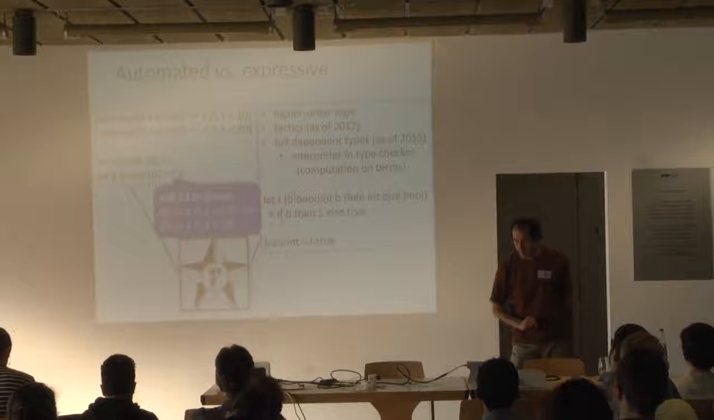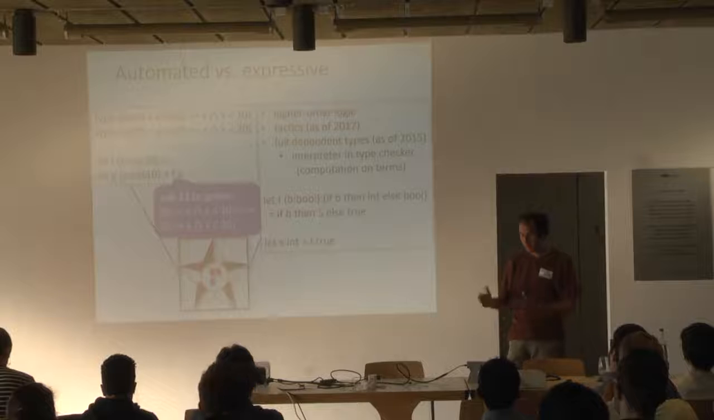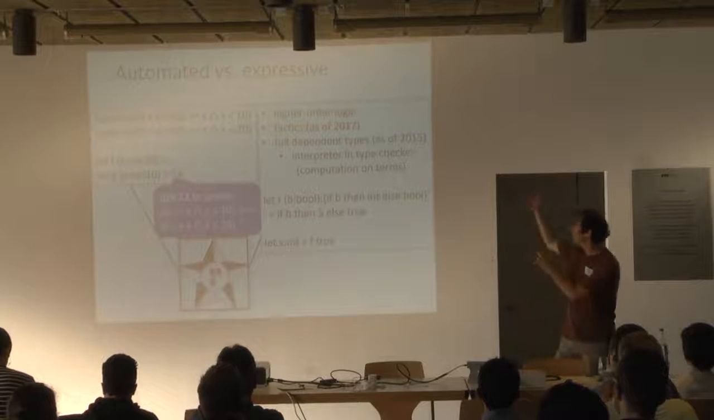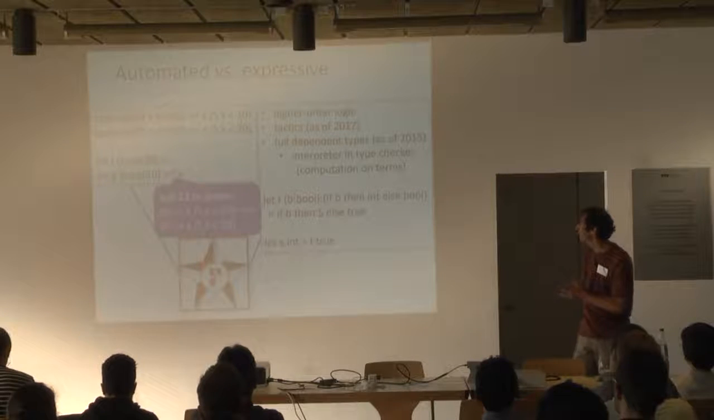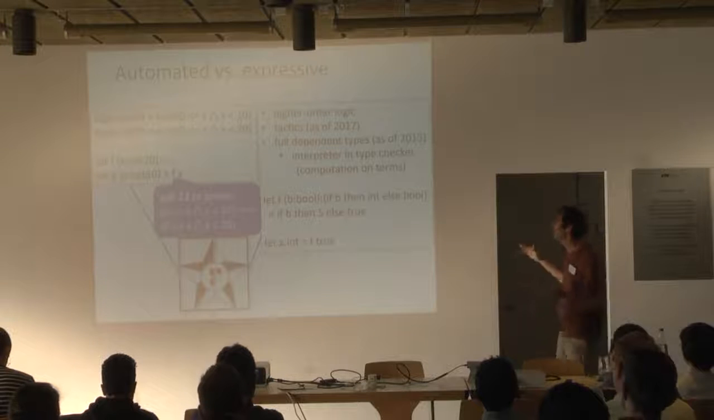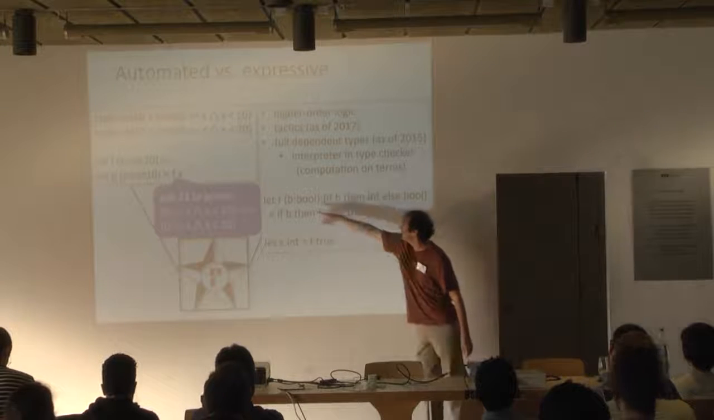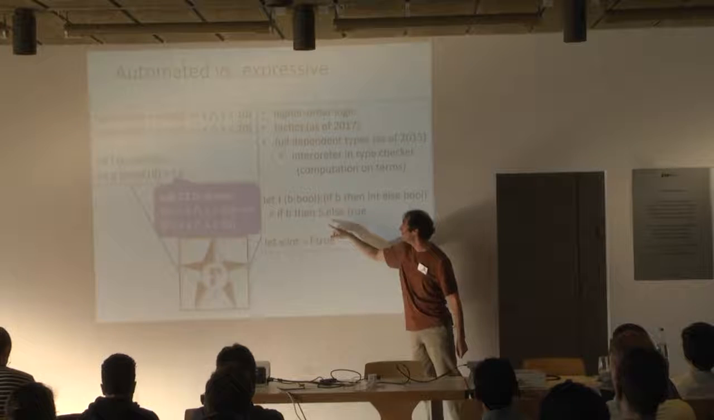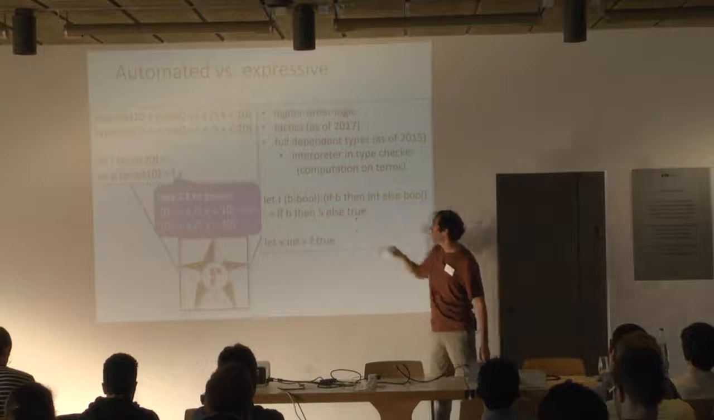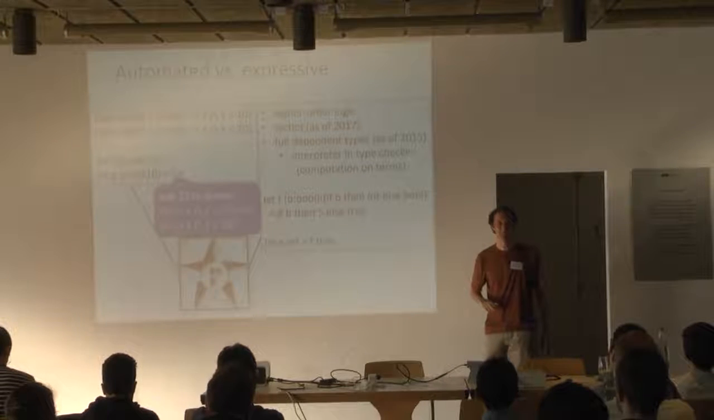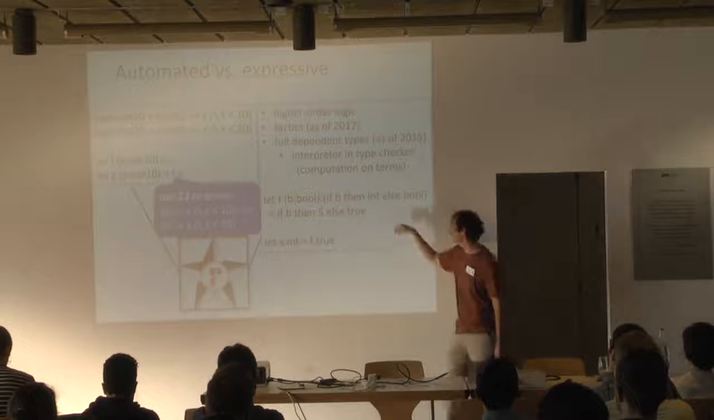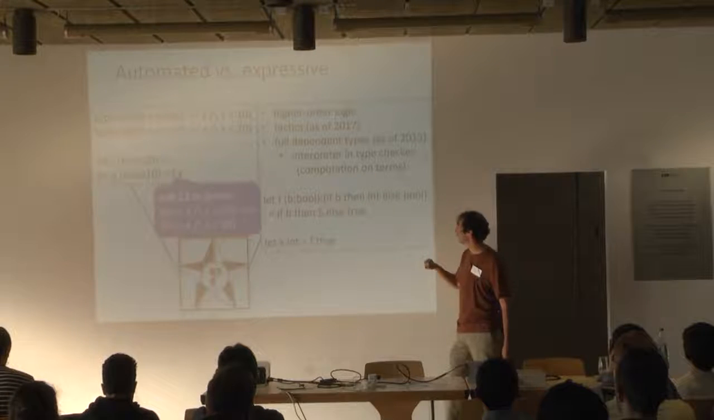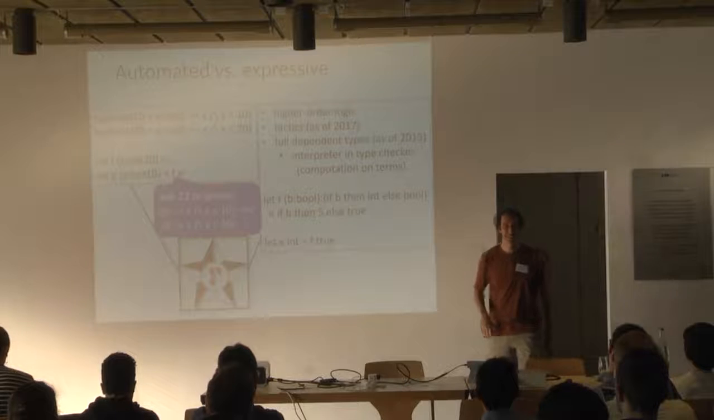But in addition to that automated approach, F star supports things like higher order logic, tactics, dependent types, and so on. So you can write crazy things like this. Let F be a function that takes a Boolean, and if B is true, return 5, else return true. And you can give this a type: if B is true, then an integer, else a Boolean.